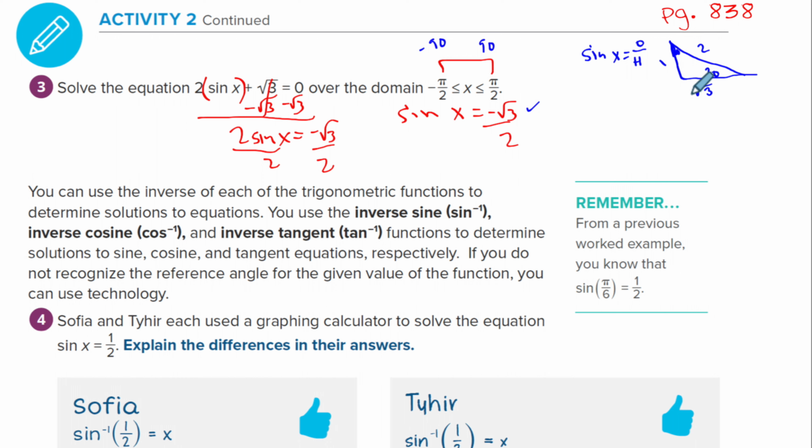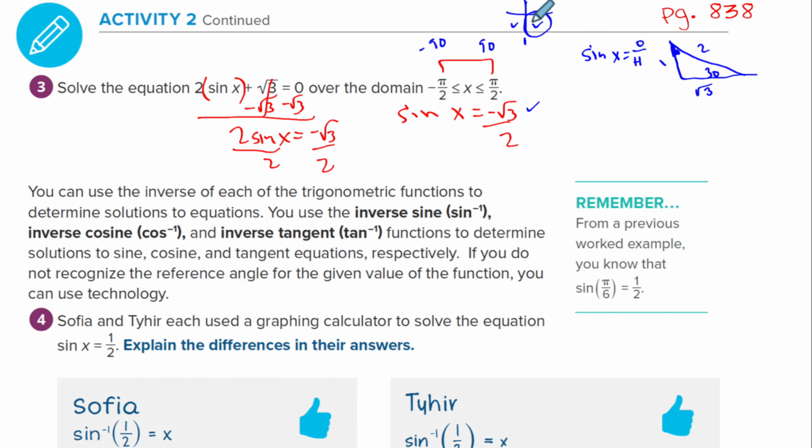Okay, opposite side is radical 3, but it's negative. So where is sine negative? Remember, sine is the y value. Normally it's positive in 1 and 2, right? So 3 and 4, that's where sine is negative. But I've got to work from negative 90 to positive 90. Well, negative 90 is right here. Positive 90 is up at the top. So it has to be within there.